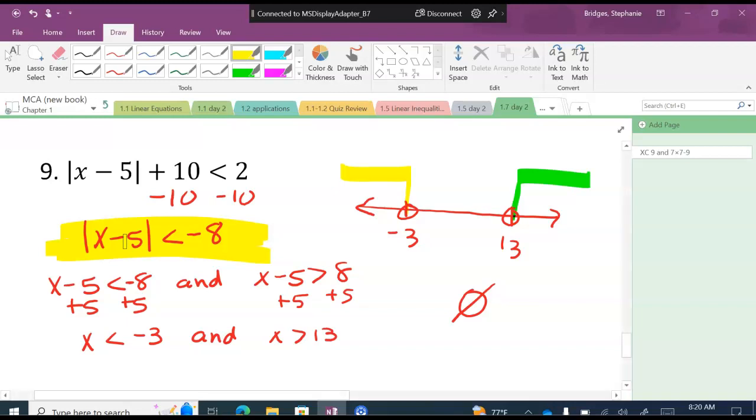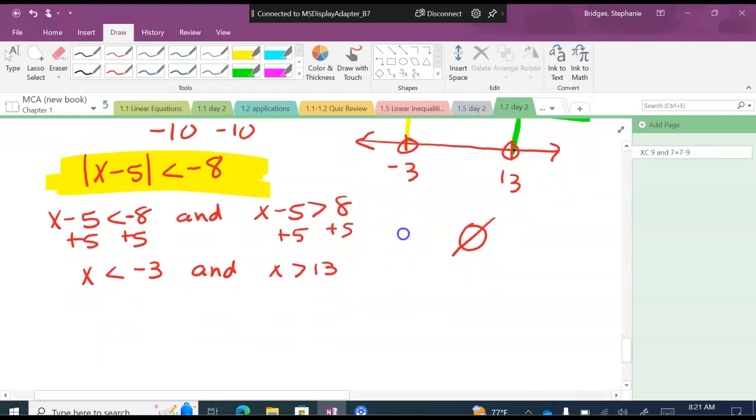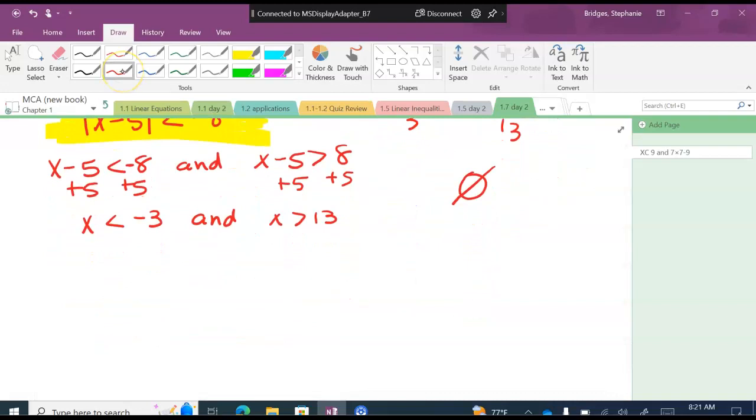So some people will get in the habit of seeing that, and once you get that absolute value by yourself, say, oh, well, you can't be less than a negative if you're an absolute value, so therefore it's no solution. Okay. Now, I didn't put in one of the other cases. I just want to real quick show you.